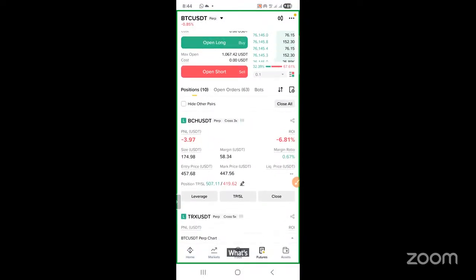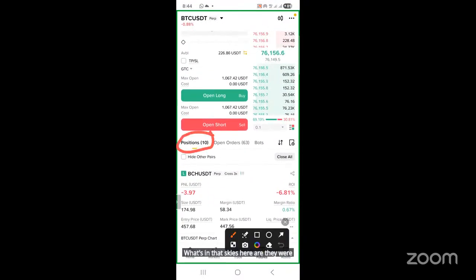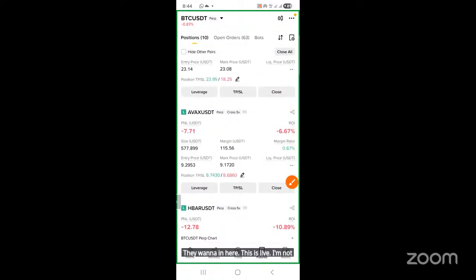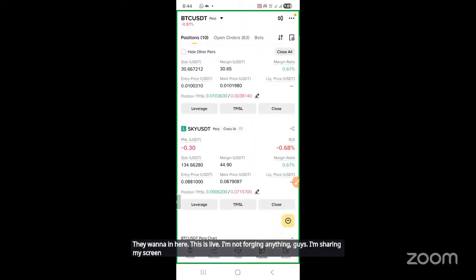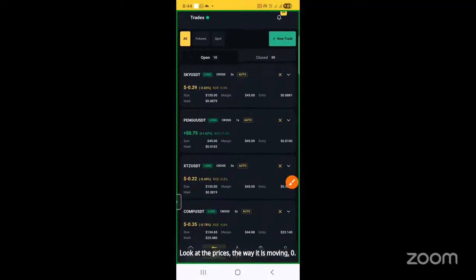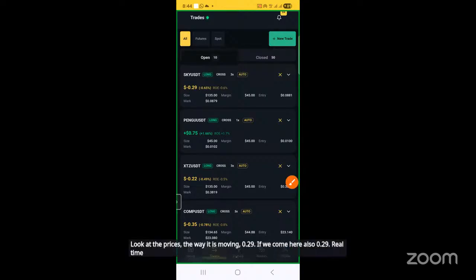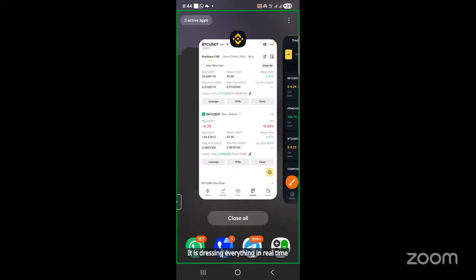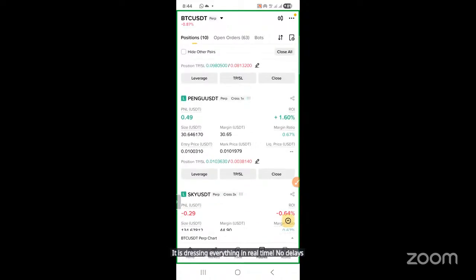Sky is here. They were 9 here. This is live. I'm not forging anything, guys. I'm sharing my screen live. Where is Sky? You see, Sky is moving. Look at the prices, the way it is moving, 0.29. If we come here, also 0.29. Real time. It is pressing everything in real time. No delays.